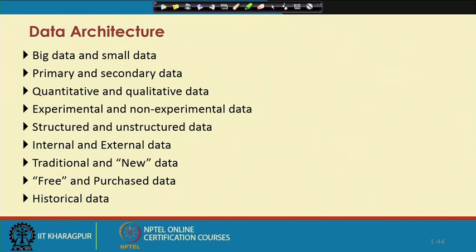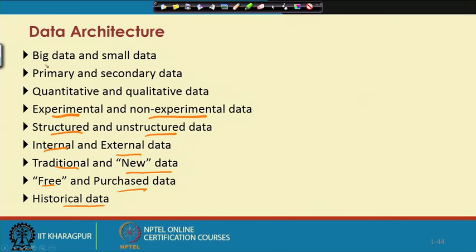This is the same as when we call something a qualitative variable or quantitative variable; it is the data which can recognize this. Experimental data, non-experimental data, okay. So, this is experimental data and non-experimental data, then structured data, unstructured data, internal data, external data, traditional data, new data, free and purchased, then finally, historical data. So, these are all the following requirements.